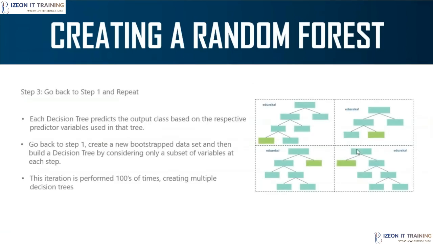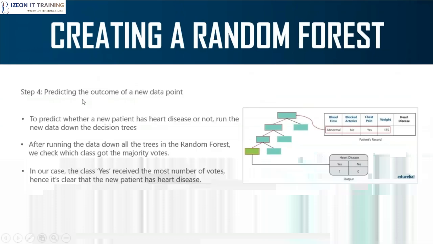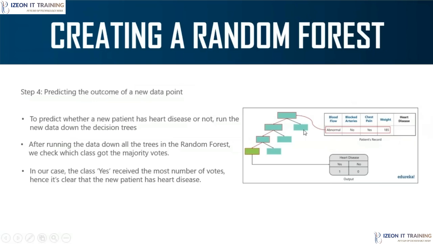So the third step is you'll go back to step one, create a bootstrap data set, again create a decision tree. So this iteration is performed hundreds of times until you have multiple decision trees, right? Now that you've created a random forest, you'll use this random forest to predict the outcome. So if you're given a new data point and you have to classify it into one of the two classes, you'll just run this new information through all the decision trees. And you'll just take the majority of the output that you're getting from the decision trees as your outcome.